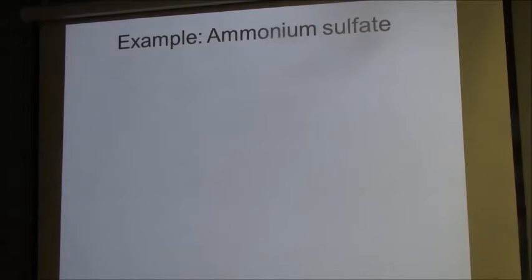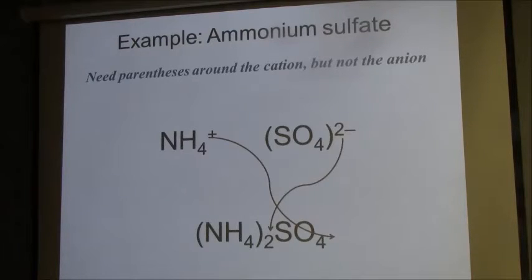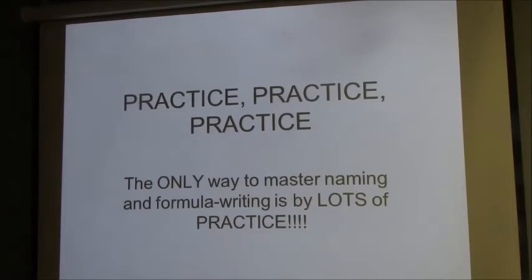Here's an example involving ammonium, which is the only polyatomic cation you're responsible for in Chem 1120. So this time we're going to put the parentheses around the cation. This is ammonium, it's NH4+, so the subscript here is 1. Superscript 2 becomes subscript 2 here, so now the parentheses go around the cation.